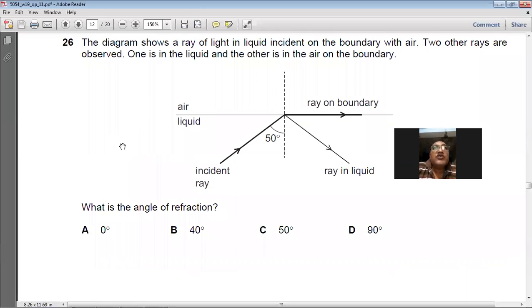The diagram shows a ray of light in liquid incident on the boundary with air. Two other rays are observed, one in the liquid and the other in the air on the boundary. What is the angle of refraction? This is the normal here. Because the ray is traveling along the boundary of the two media, this angle is 90 degrees. So the angle of refraction is 90 degrees. D is the right option. Question number 26, D is the right option, sir.